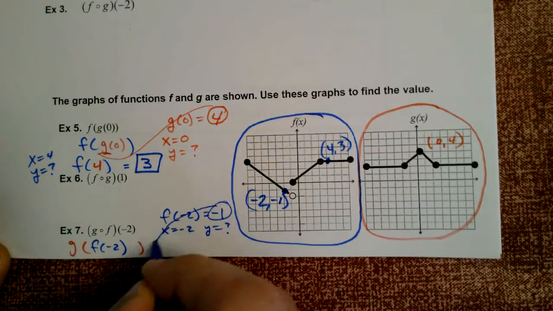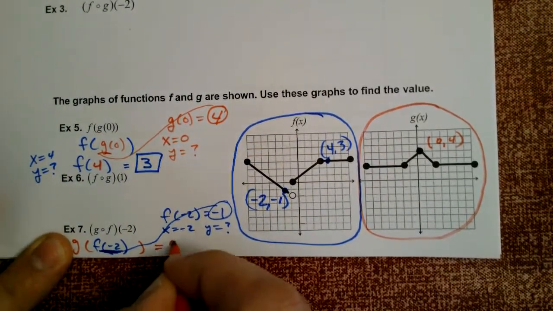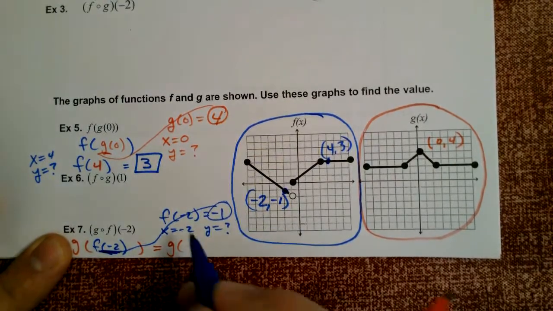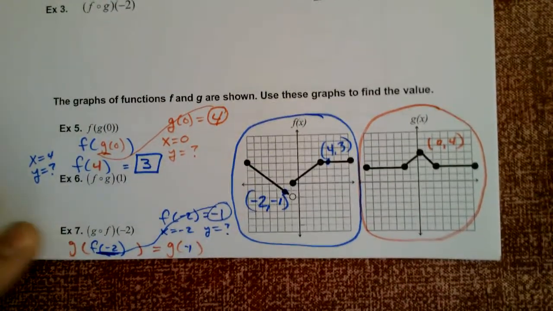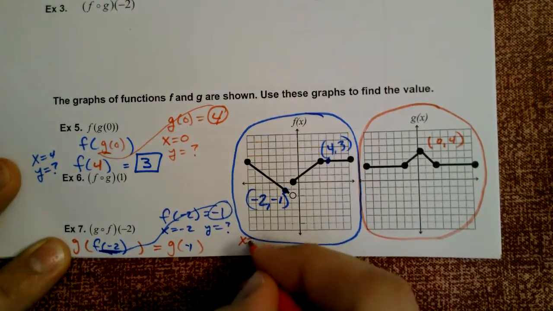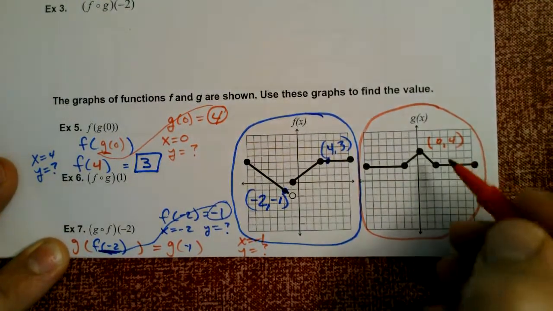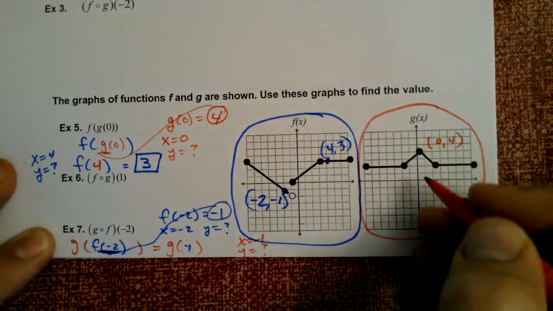Now I just plug it in. I plug it in right there. So this is really g of -1. Okay. They're saying, hey, the x value is -1. What's the y value? Question mark. So now I go to the red graph. Here's my treasure map. I got to find the treasure.